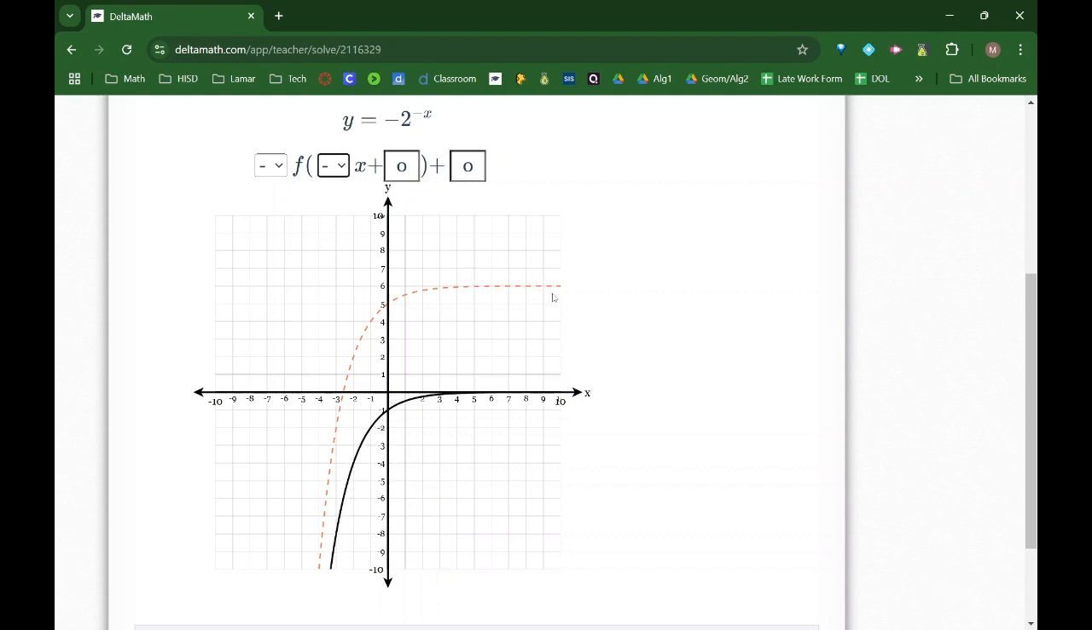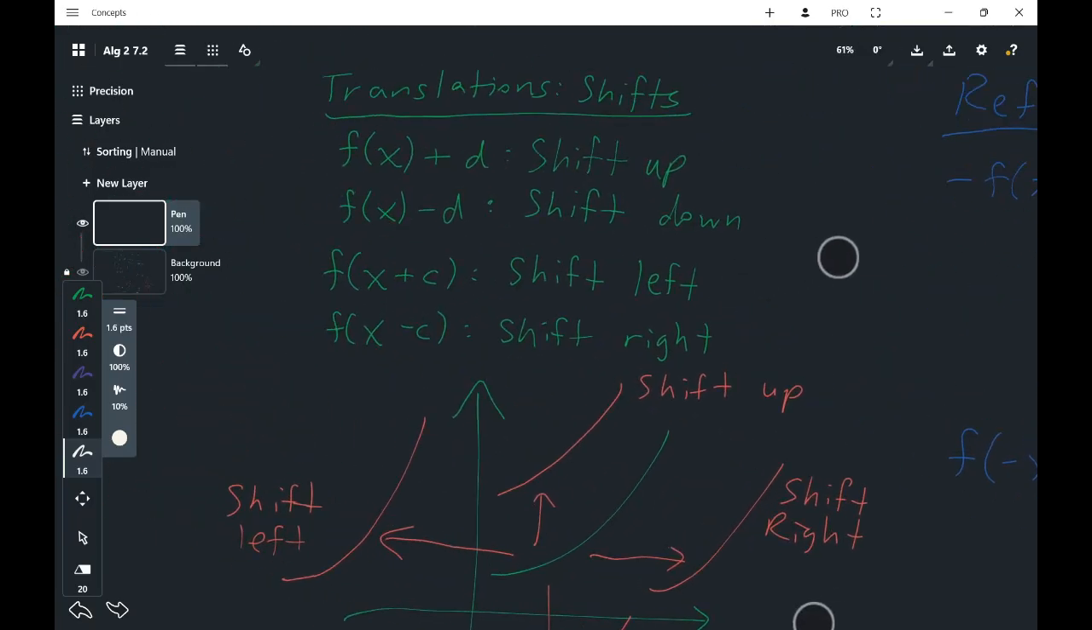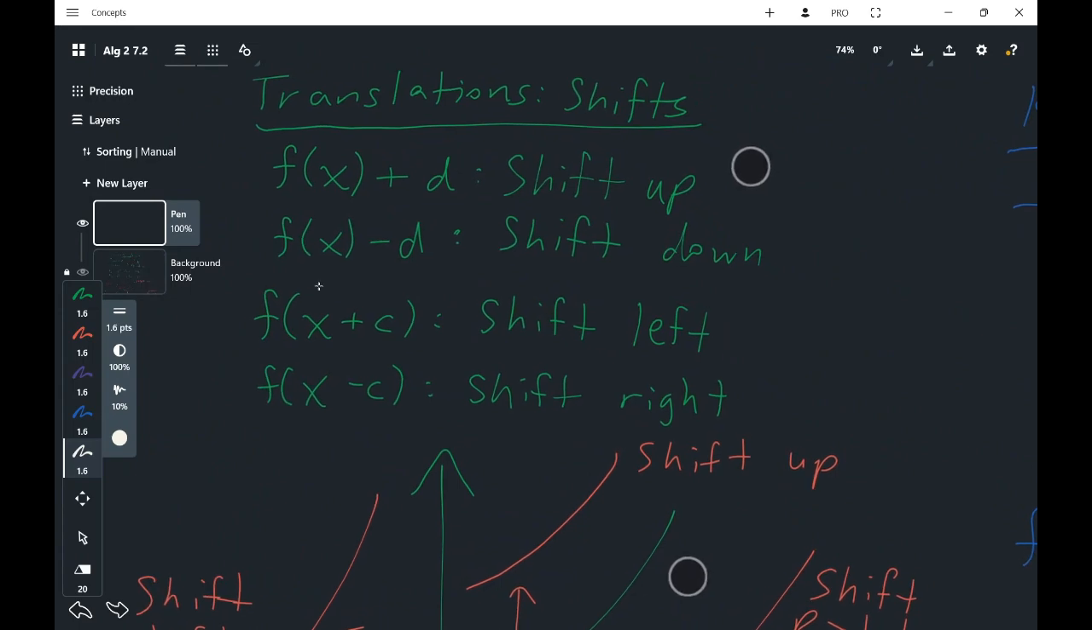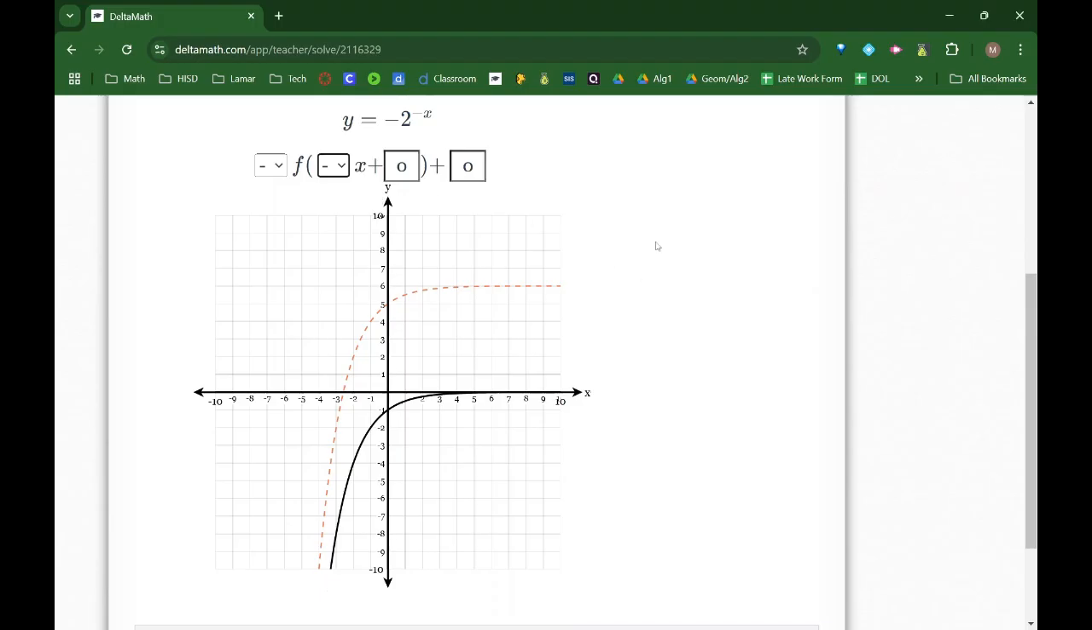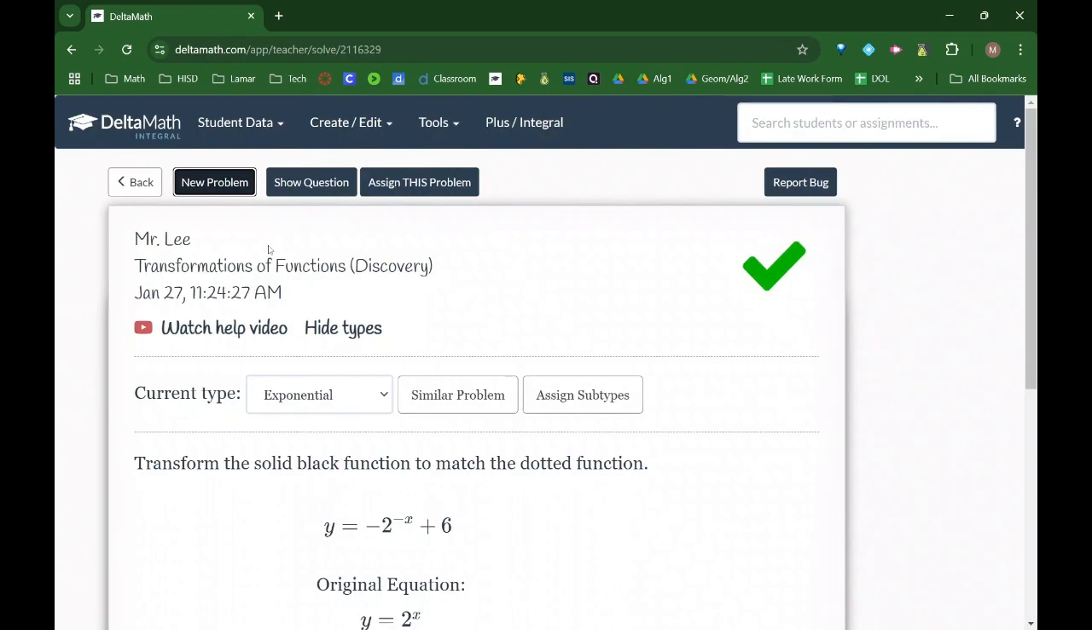And you'll see it's not perfectly lined up just yet. It looks like we have to shift this up. You see how the y-intercept of the black curve is -1 and the y-intercept up here is 5. So that means we need to go up 6. To shift something up, you'll see here I need to add something outside of the function. So let's add 6 outside the function, see what happens, and it looks perfect. Let's submit that.